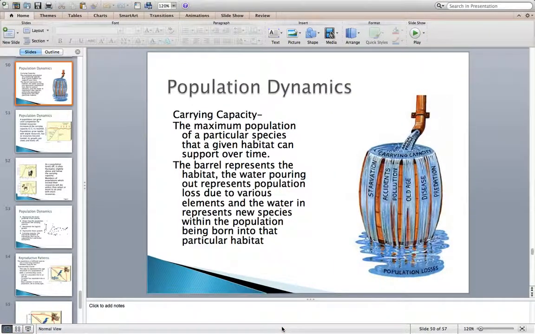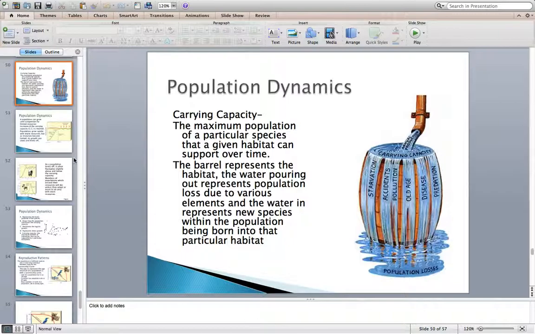Okay, we're going to have a lecture now on population dynamics, and we will start by talking about the carrying capacity. So basically, the carrying capacity is the maximum population of a particular species that a given habitat can support over time. So look at the little graphic here. The barrel actually represents a habitat, so like the area in which the species lives. The water pouring out the sides represents population loss to various elements, and the water that is being added into the barrel represents new species within the population being born into that particular habitat.